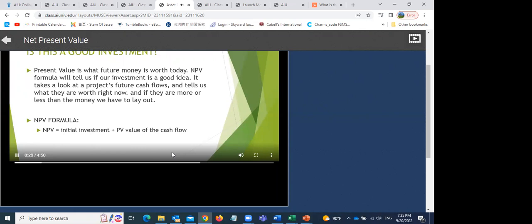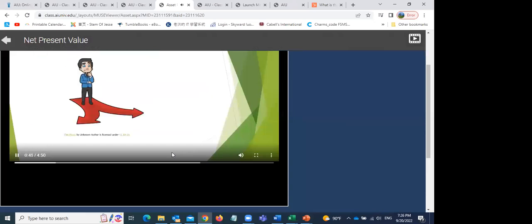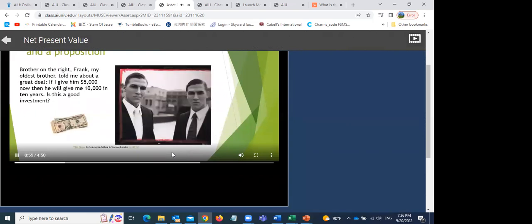It takes a look at a project's future cash flows, tells us what they're worth right now, and if they are more or less than the money we have to lay out for the project. The net present value formula is the initial investment plus the present value of the cash flows. The concept is actually simple. Which investment should you take? And if you do the math, you'll know exactly what the right investment is.